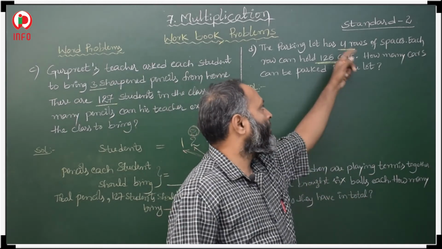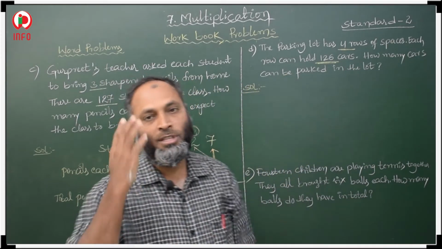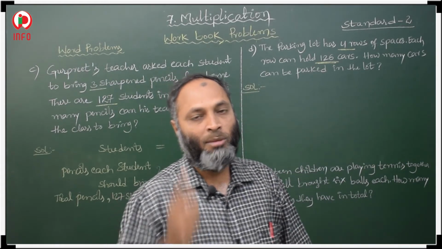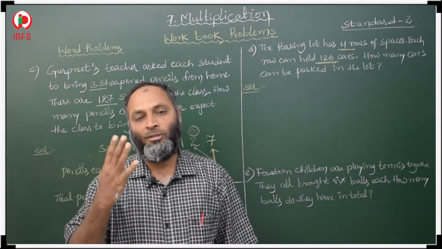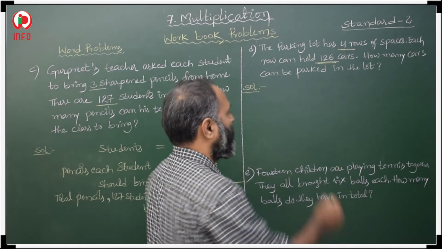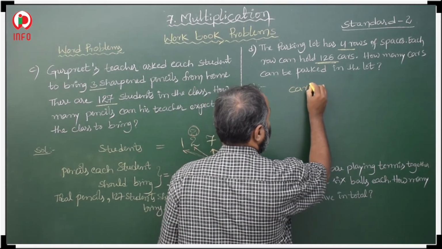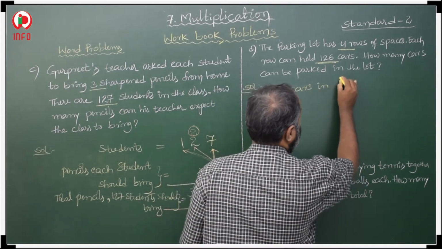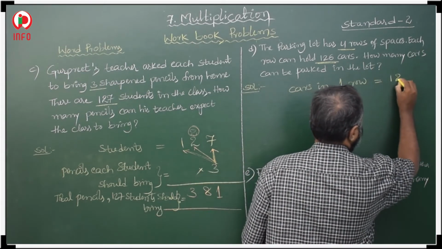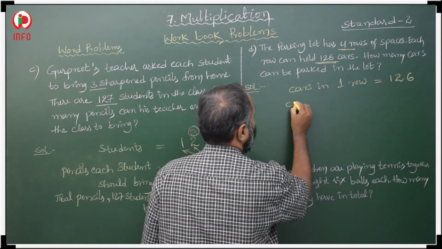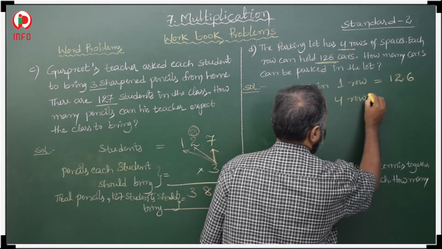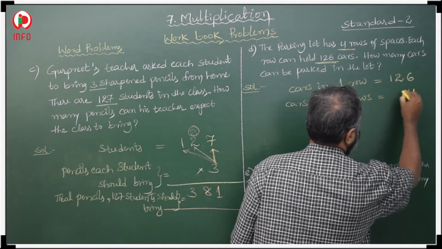So how many cars were there in 4 rows? In total 4 rows, we have to find how many cars were there. About one row is given, and it is asking about 4 rows, so the unit is given and more is asked. That means we have to multiply. Cars in one row, how many cars are there? 126 cars. Cars in 4 rows is equal to multiplying with 4.